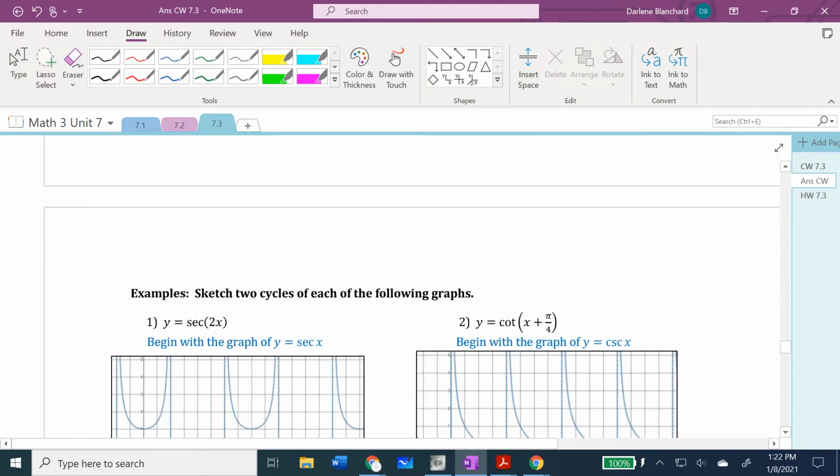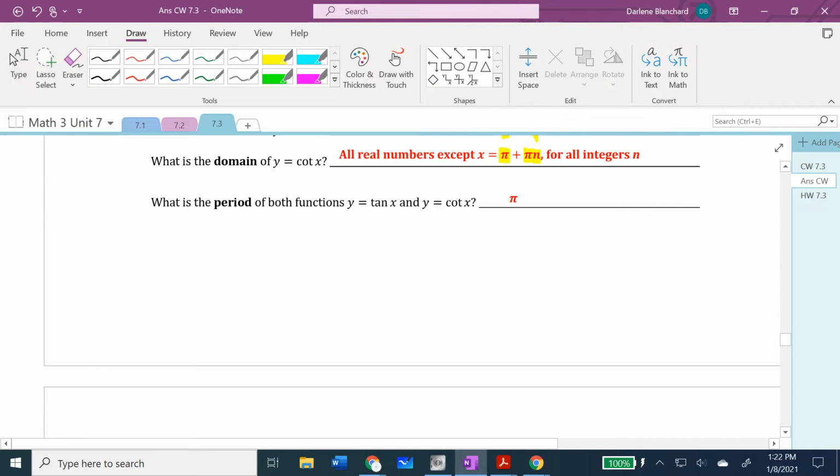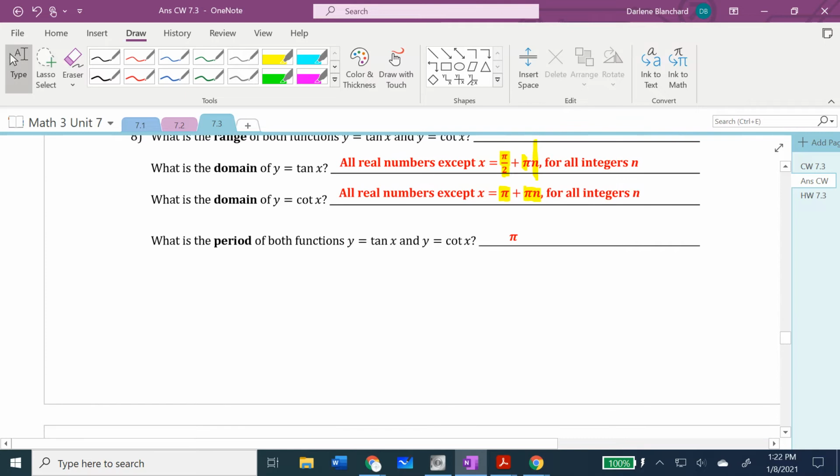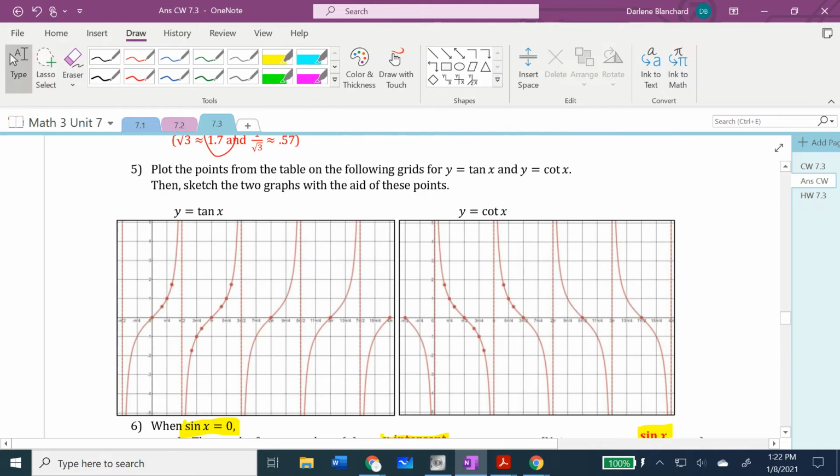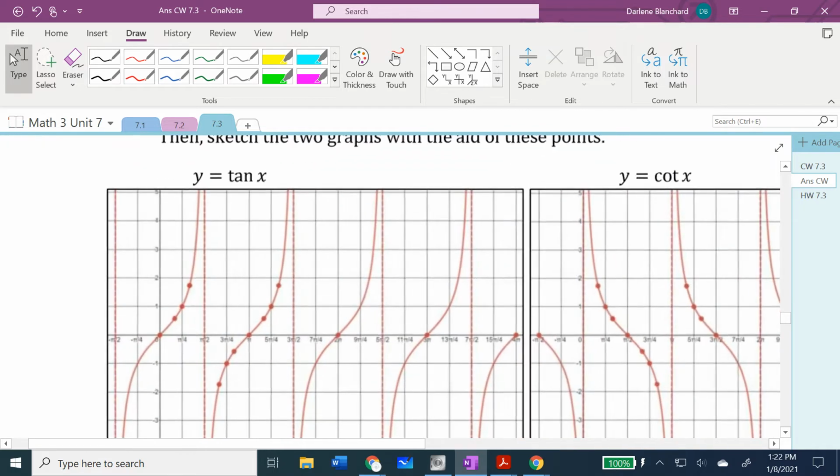Now, what do you need to be able to do? With the tests that are going to come up, you're going to be able to have notes. That means you're going to be able to have the graphs of all these functions right there next to you. So what you can do is use these to help you in graphing the example problems.